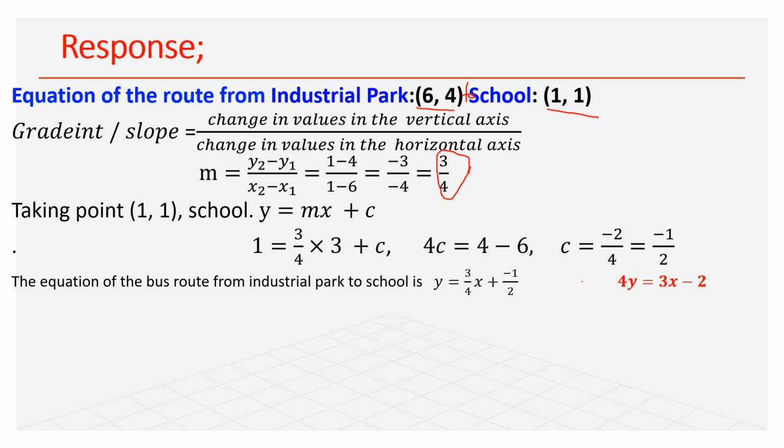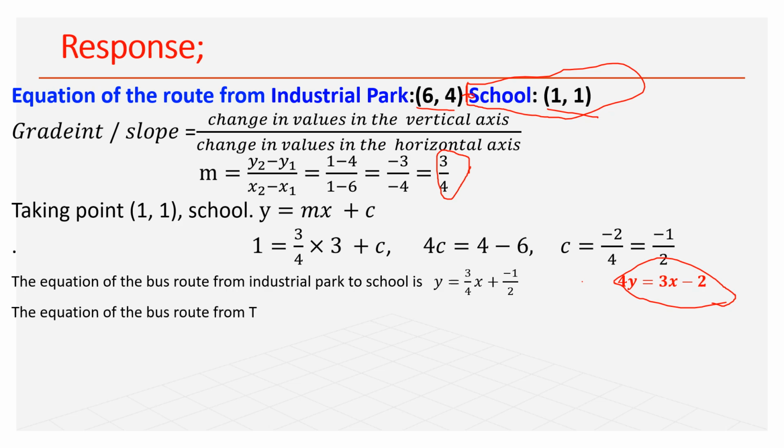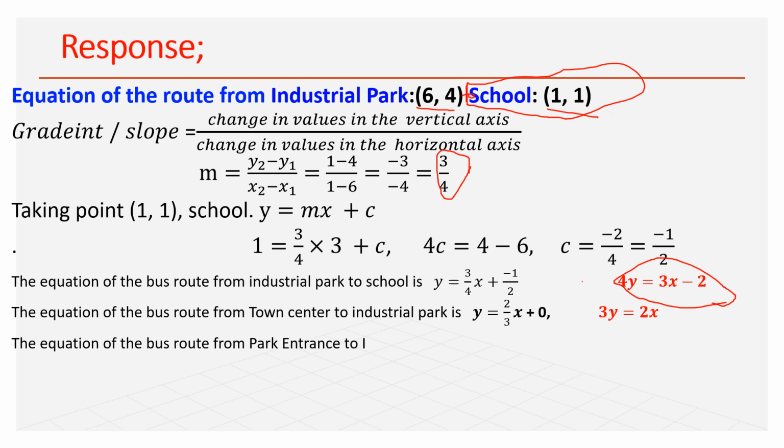So this equation is totally different from what we've been having. So at some point, we are getting to realize that the school is out of the bracket. The road might not pass through the school. So we can conclusively see that if you compare the equation of the bus route from town center to industrial park, it is that very 3y is equal to 2x. And also from the park entrance to the industrial park, I'm getting 3y is equal to 2x.